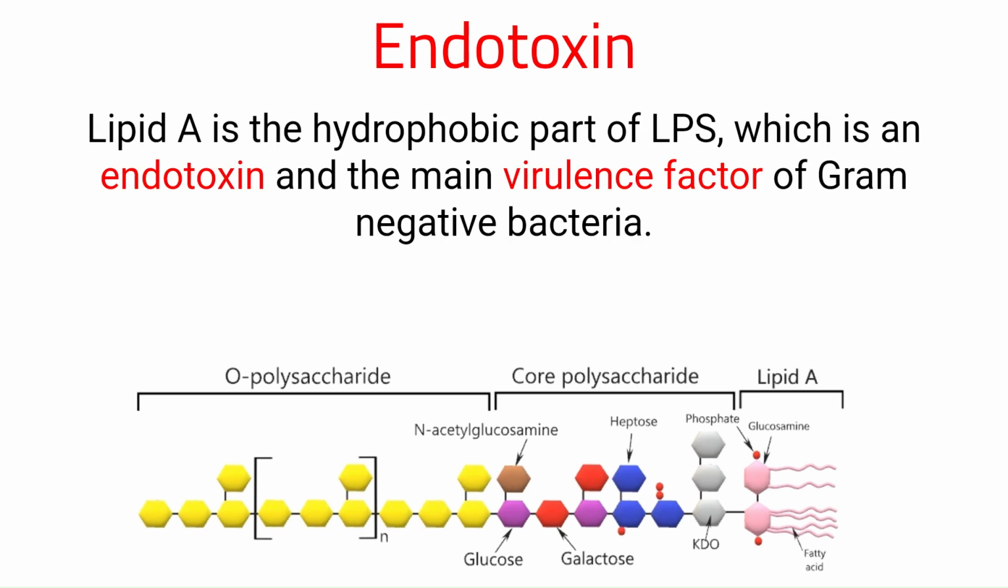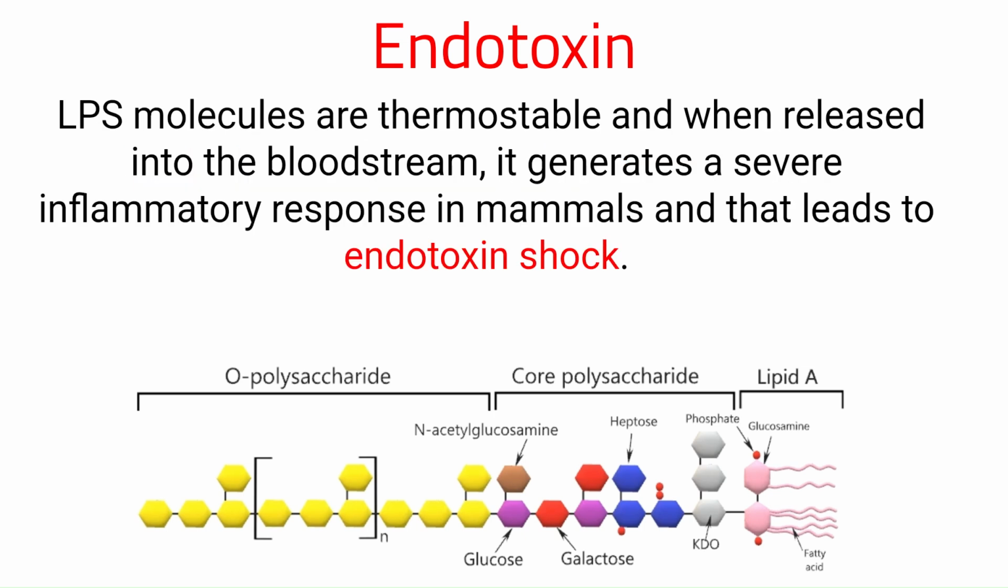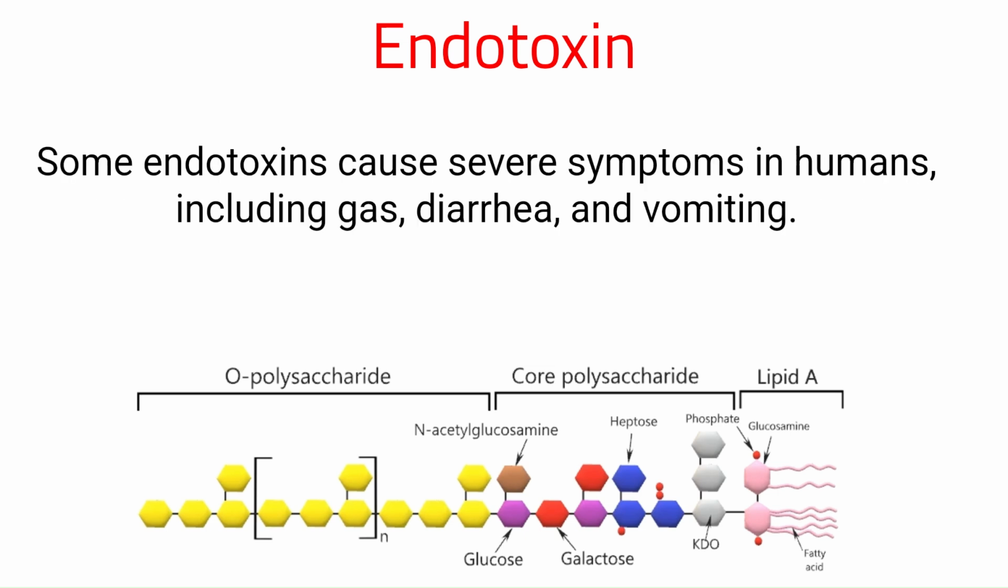Some gram-negative bacteria, including species of Salmonella, Shigella, and Escherichia, are pathogenic to humans and other animals due to the toxic outer membrane components. The toxicity is mainly associated with the LPS layer, particularly the lipid A. It is released into the bloodstream when the bacteria die, especially due to broad-spectrum antibiotic treatment. The term endotoxin refers to the toxin component of LPS. Some endotoxins cause severe symptoms in humans, including gas, diarrhea, and vomiting.